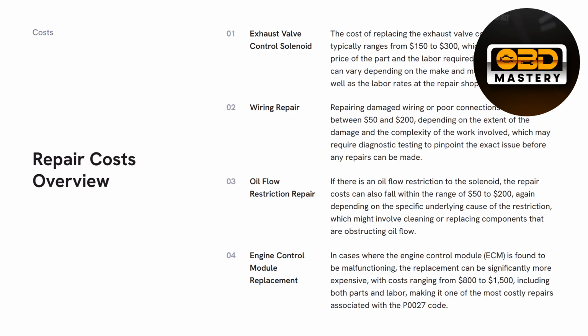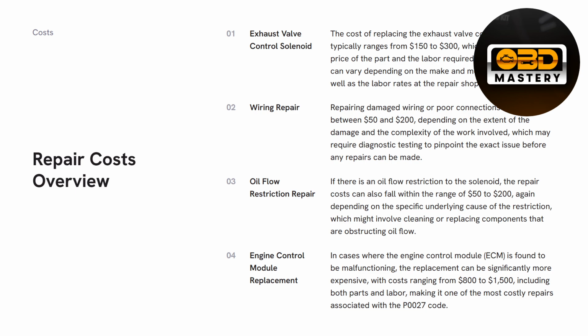Next up is going to be a repair cost overview, where you're looking at the costs of diagnosing and fixing this code. Number one, the exhaust valve control solenoid will range between $150 and $300. This is both parts and labor for installation, taking into consideration that it does vary on your location. Number two is going to be wiring repair. You're looking at $50 to $200 depending on those poor connections and how badly they are wired up.